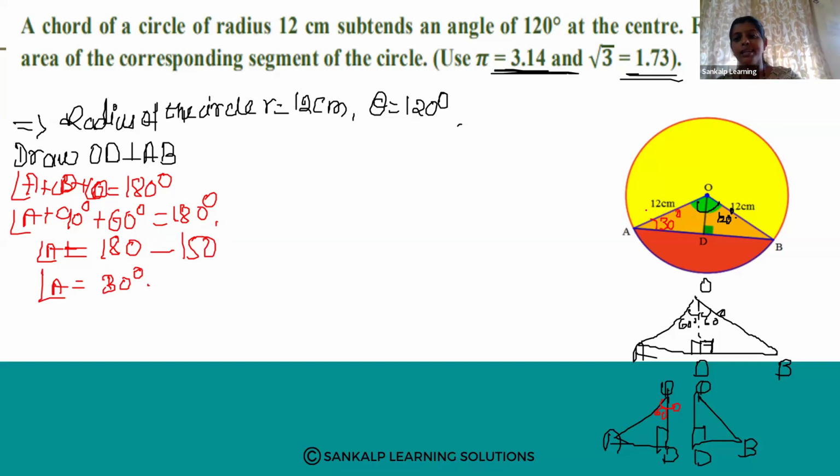Angle D is 90 degree. By using those two angles, we can find out the third angle, that is A. A is equal to 30 degree. Now, observe here, my dear children. So here we know the angle theta, that is 30 degree.